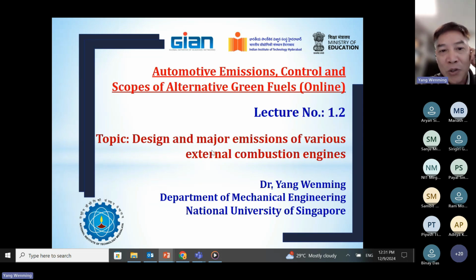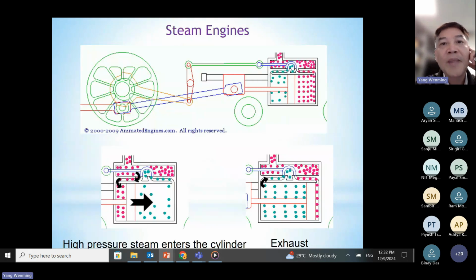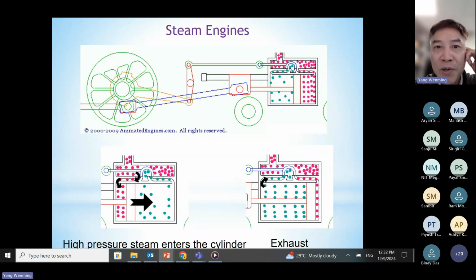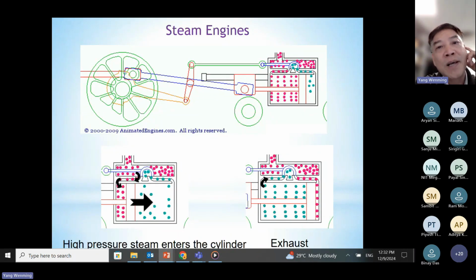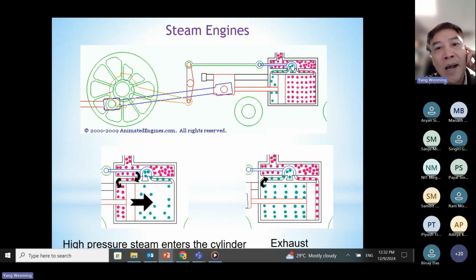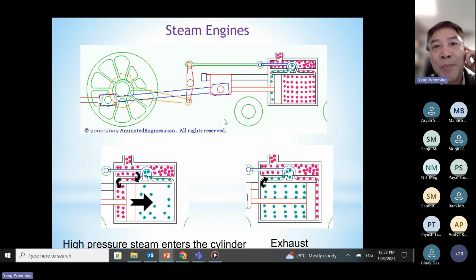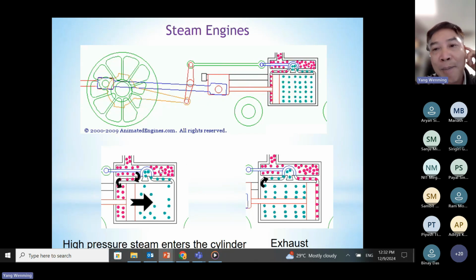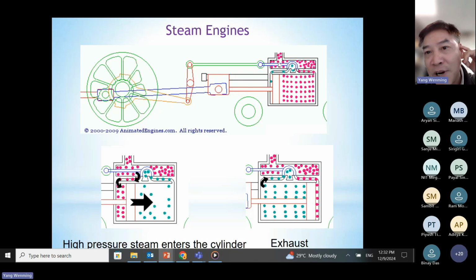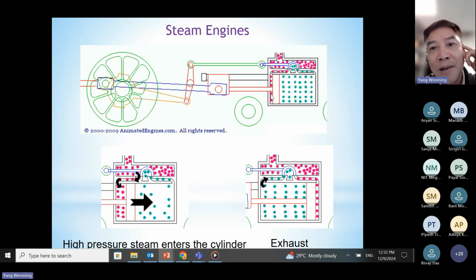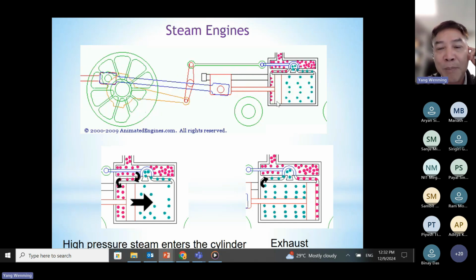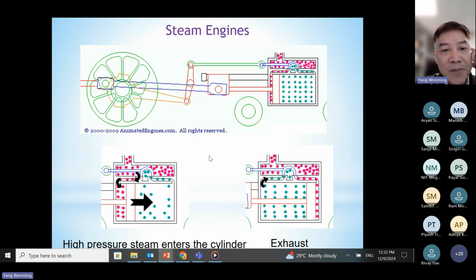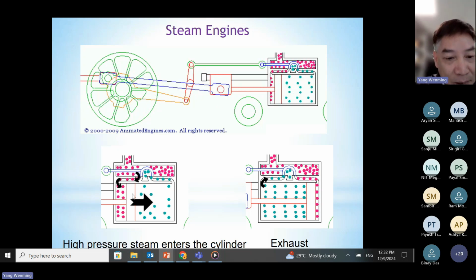So in this part, we're going to introduce the design and measure emissions of various external combustion engines. First of all, I want to introduce the steam engines. Here, I show you how the steam engine works. This one is actually a double entry steam engine. You can see the high pressure, high temperature steam can enter the steam engine from both sides. Firstly, we can look at this graph.